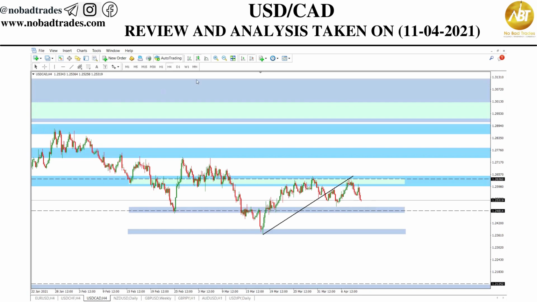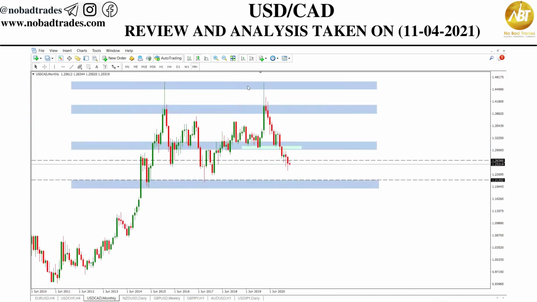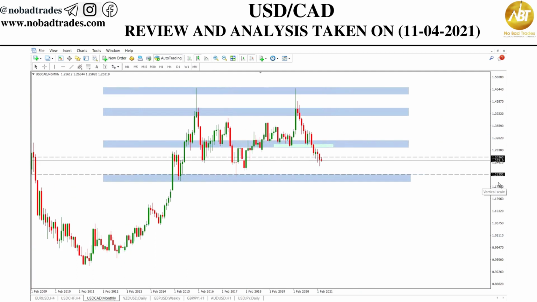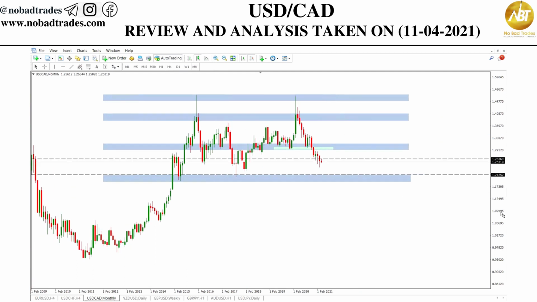So let's get straight to the monthly time frame, right? So real quick, let's take a step back. Let's see what happened, right? On the monthly time frame, as we all said, price trends to the downside. You're going to see the price has been on the downtrend since about 2020, and price broke this last zone. And we said that we expected price to move down to this next key zone.